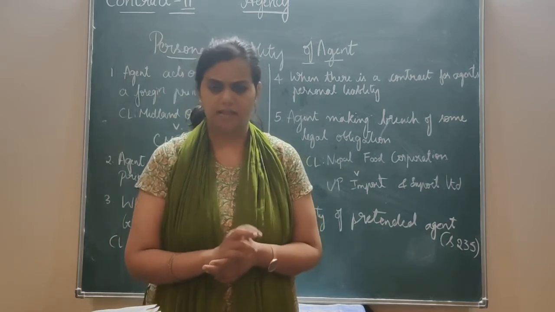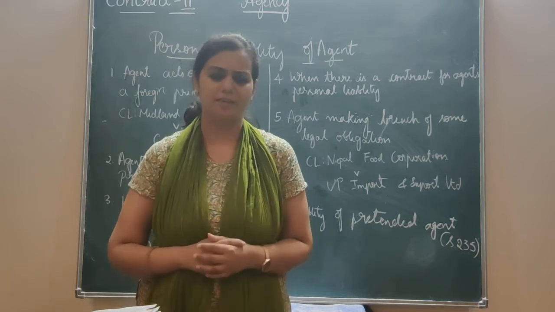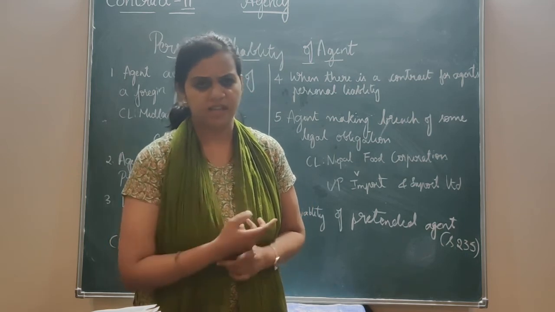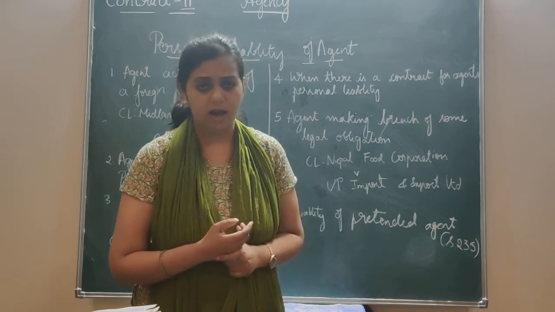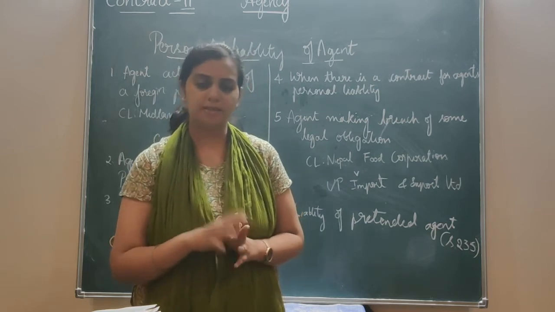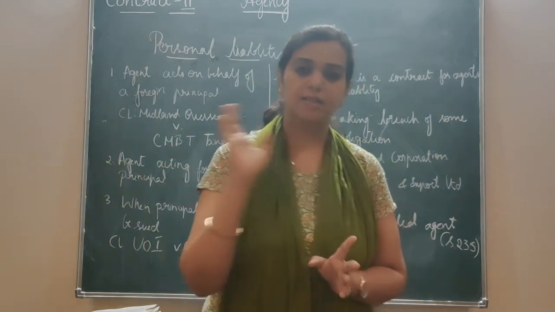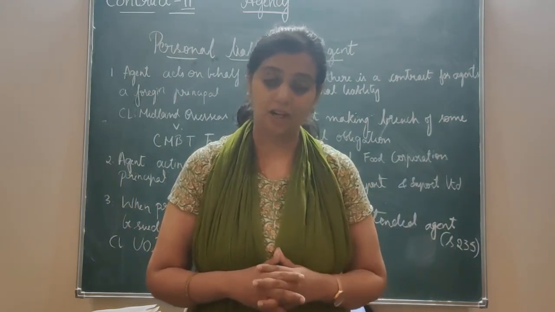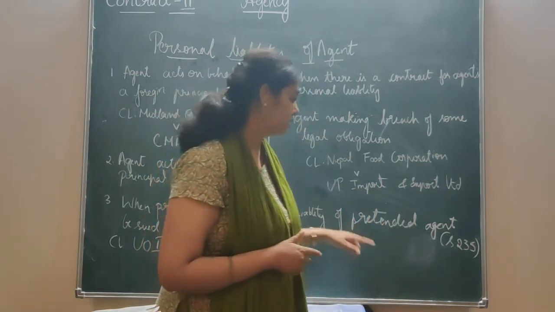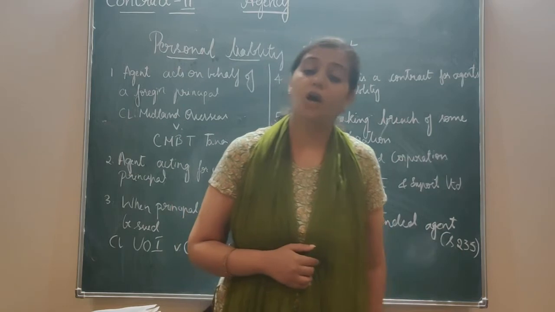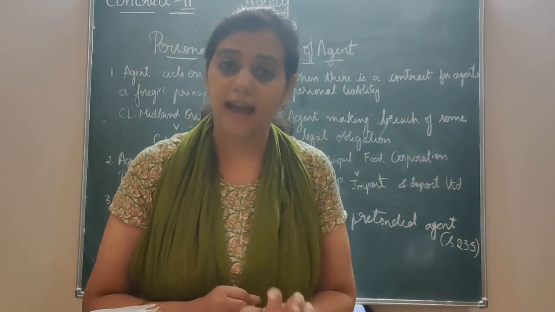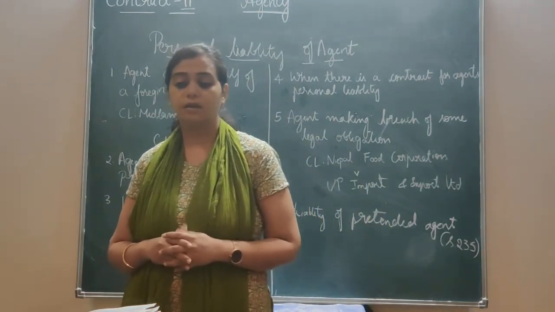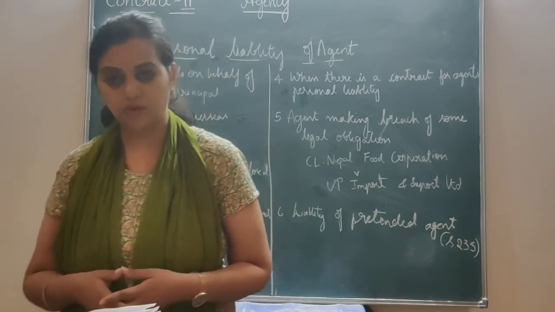And in case the principal says that okay, my agent has done something which is unauthorized, I'll ratify, then the principal has to compensate for the losses. If at all the principal does not ratify the particular contract, then the agent becomes liable in his personal capacity. That is pretended agent. Though he is not authorized, he is doing certain acts which seem as if he is authorized for that. So, we'll take an illustration for understanding this better.